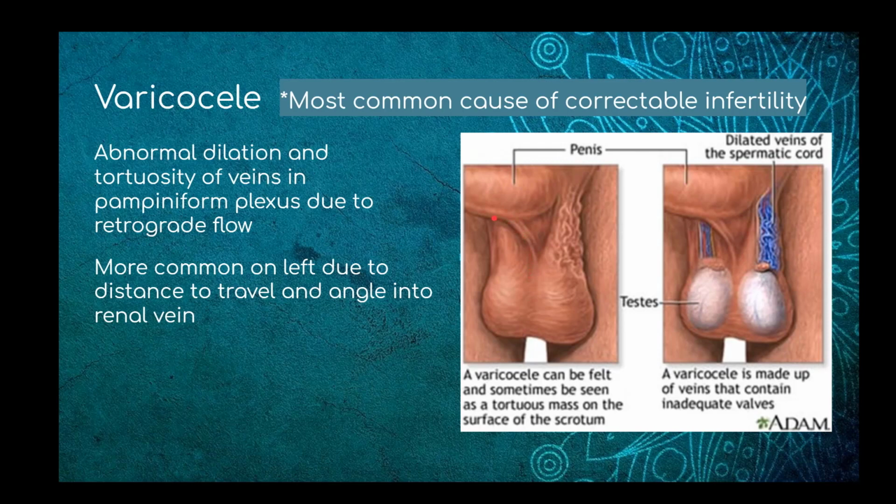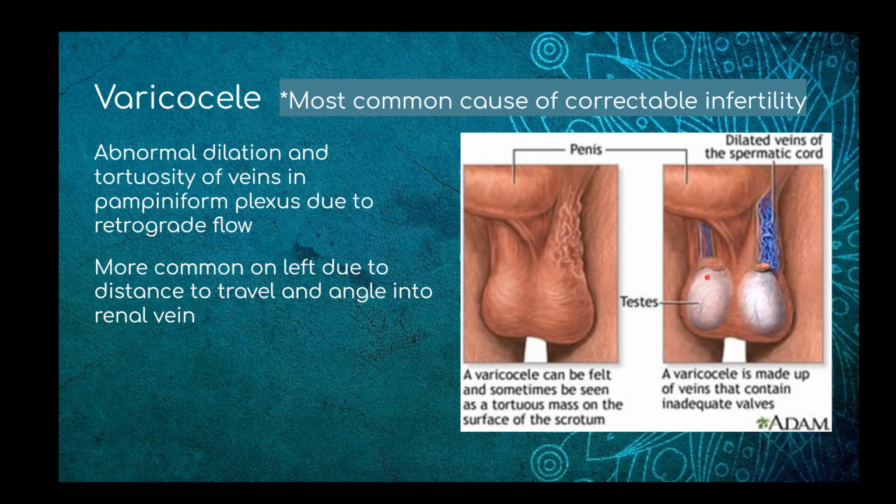Going back to varicoceles, they are most common on the left side. Do you have a guess as to why? Well, that is because, if you remember, the pampiniform plexus on the left side drains into the left renal vein. So there's just more pressure, there's more stuff to back up. Remember that this is because of valves malfunctioning and retrograde flow. So it's just a lot more common on the left side.